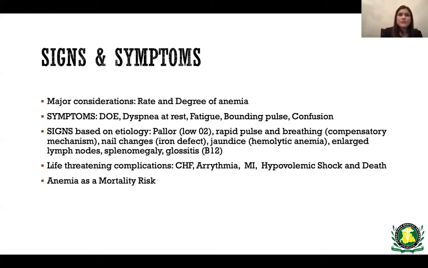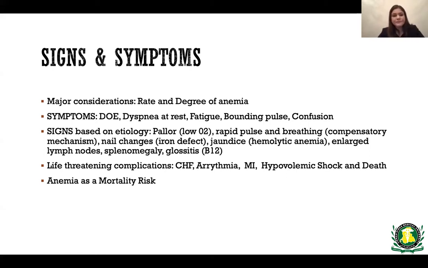But for example, if patients have AVMs or diverticulosis, those are the things where you usually see a very slow drop in hemoglobin. Slowly they would have melanic symptoms, they would have melena, and sometimes the loss of blood in stool even goes unnoticed. So we have to figure out how acute it is and what the degree of anemia is, right? So symptoms, we talked about dyspnea on exertion, dyspnea at rest, fatigue, bounding pulse, confusion, and then signs.